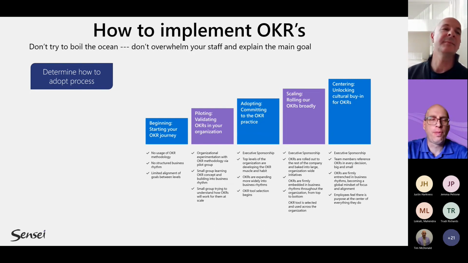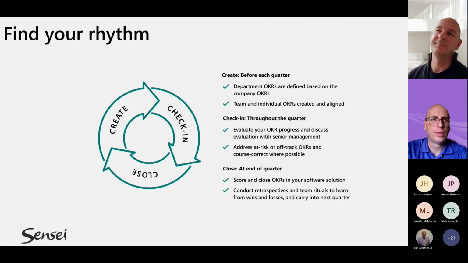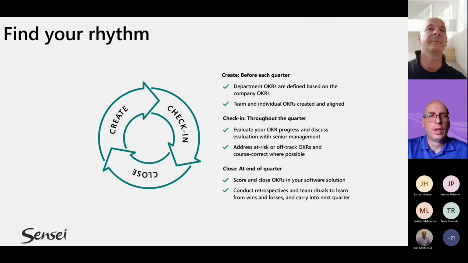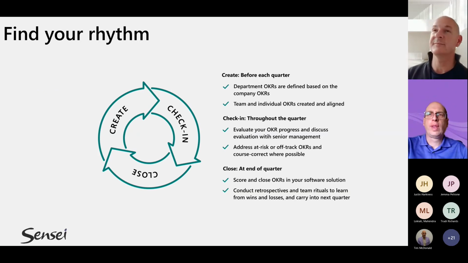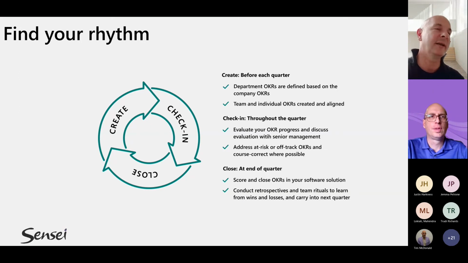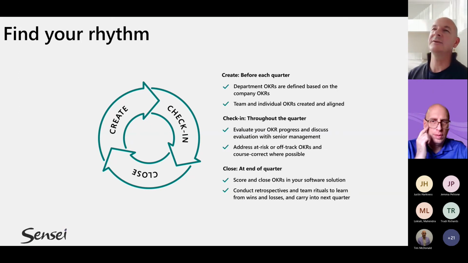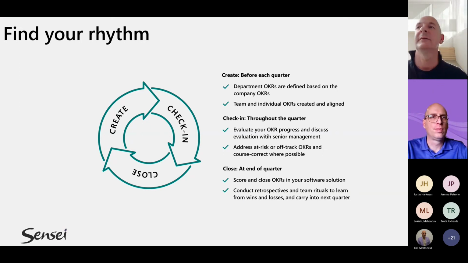Now, how have they become successful in that? Well, you know what? They found their rhythm. So finding the rhythm is super important. Just because you can buy a car doesn't mean you drive it on a regular basis. It's the same with OKRs. You need to make sure that you find that rhythm of creating, and you do this on a time-phased basis.